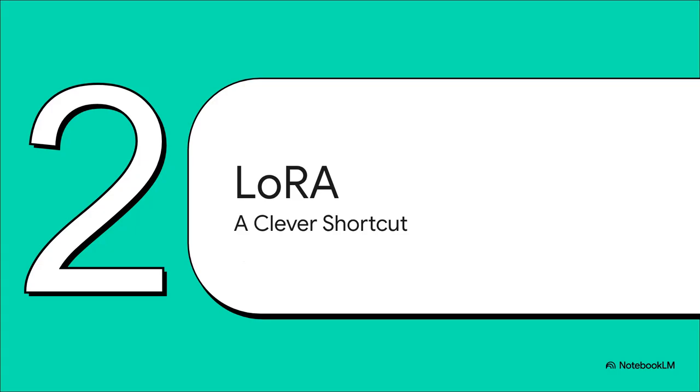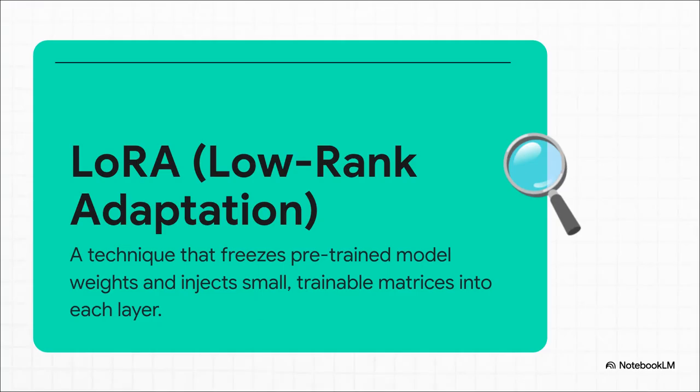Part 2. LoRA, a clever shortcut. So clearly this memory crisis needed a totally different way of thinking. And that's where the first huge breakthrough came in, a technique called LoRA, which is just a brilliantly clever shortcut to get around this whole mess. So what exactly is LoRA? Well, it stands for low rank adaptation. And the core idea is honestly genius in its simplicity. Instead of trying to update all 70 billion weights in the model, you just don't. You freeze them. You don't touch the original model at all. Instead, you inject these little tiny trainable matrices, we call them adapters, into each layer of the network. And those tiny adapters are the only thing you train.